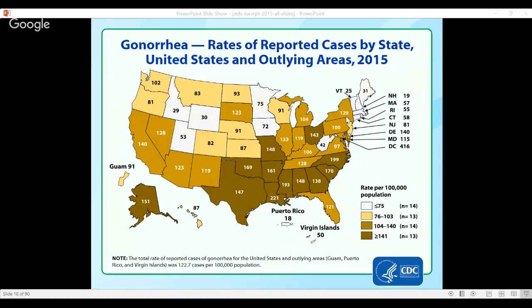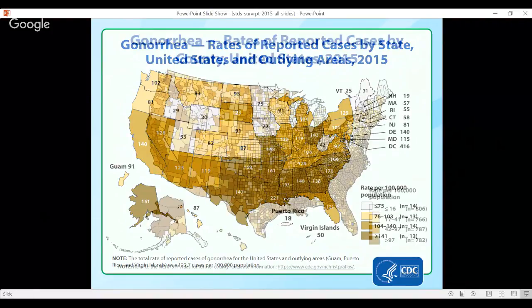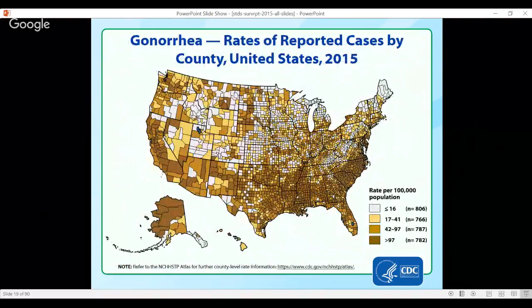Right, and then New York is in the second highest bracket this time, or maybe that's the third highest. Yeah, I guess that's the third highest. So this yellow color, second highest, this more yellow-brown, third highest, the brown, fourth highest. New York has 129 cases per 100,000 population. By county, we're going to skip that.